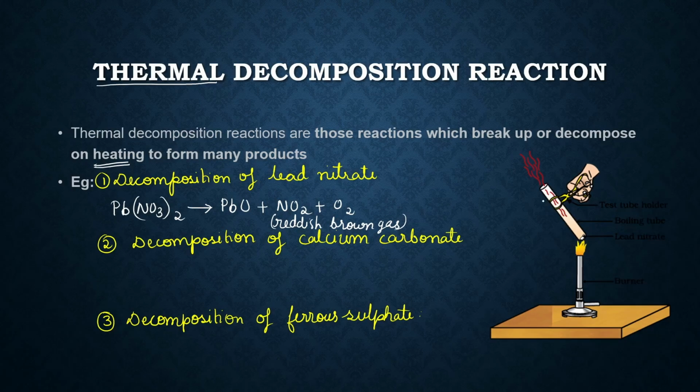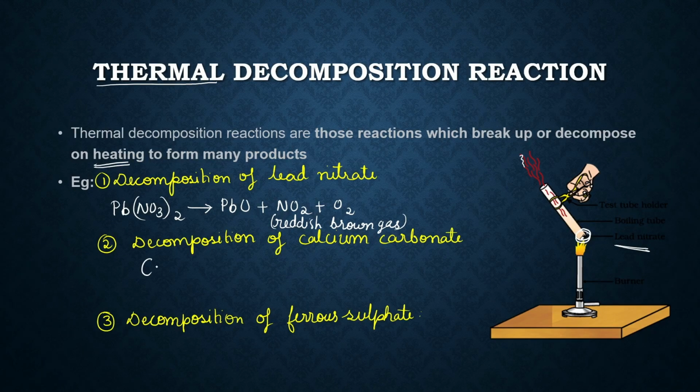Okay, in this picture you can see they have depicted the gas with some red color, because it's a reddish brown gas. Here we have the lead nitrate. Hope the text is visible to you. When this lead nitrate is heated, you can see the brown fumes are evolved. Next, let's study the decomposition of calcium carbonate.